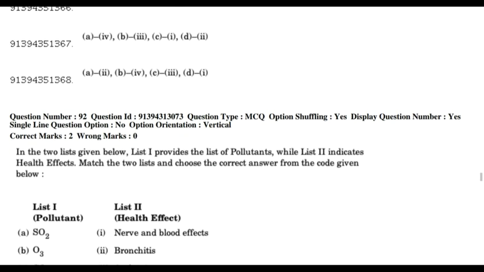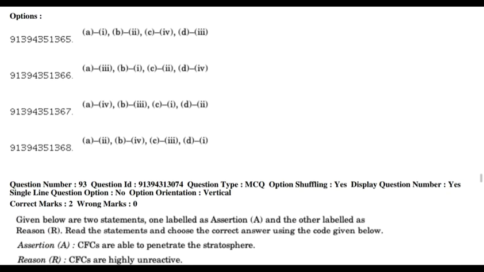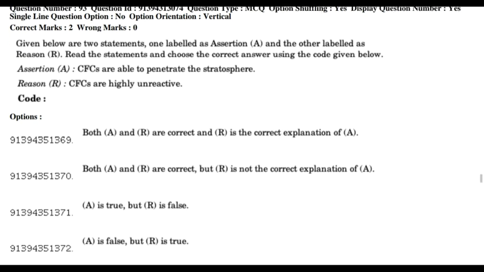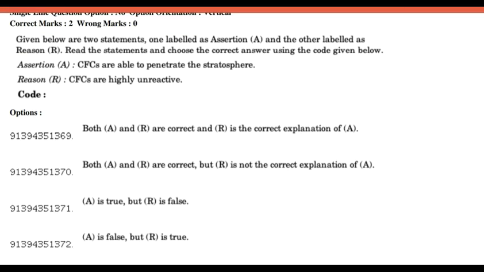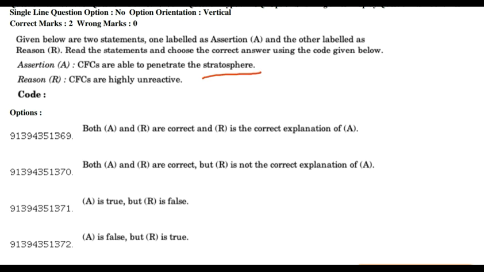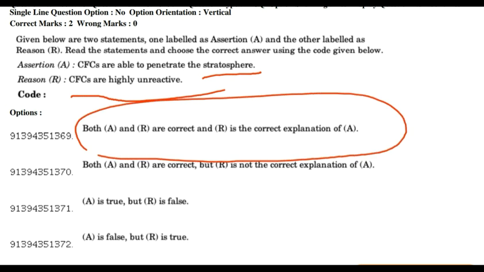So the next question is assertions and reasons are given. Chlorofluorocarbons are able to penetrate the stratosphere. Chlorofluorocarbons are highly unreactive. So the right answer is both A and R are correct. R is the correct explanation of A.